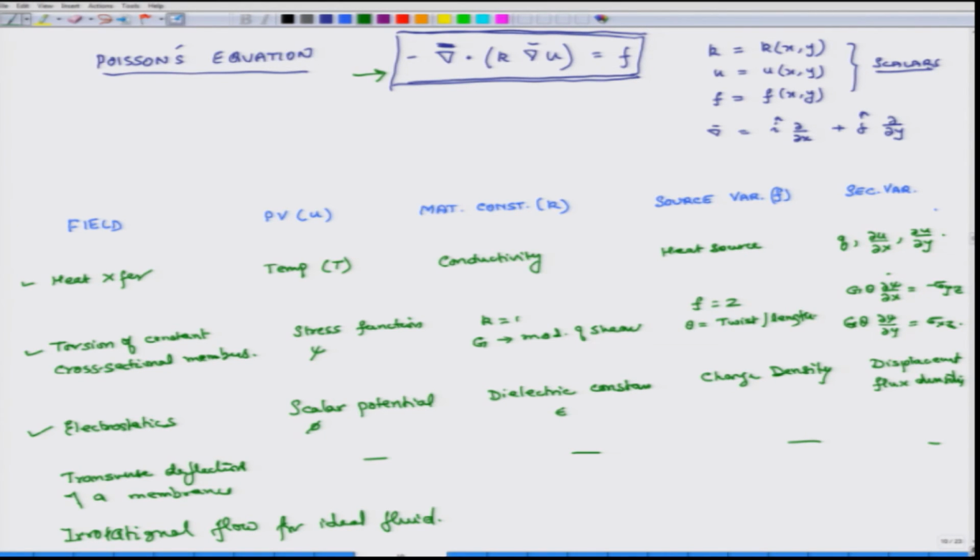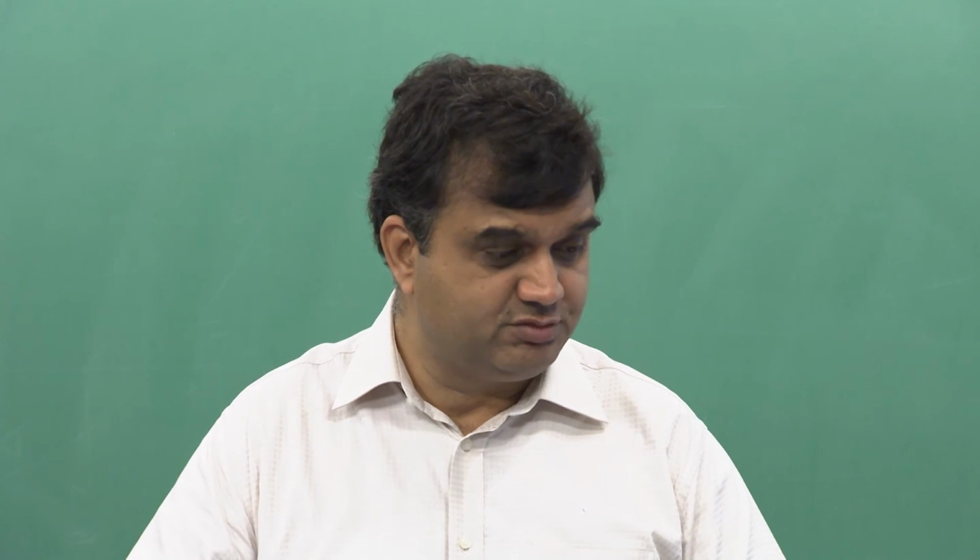So, the point I am trying to make is that one single equation, Poisson's equation, if we know how to solve, we can solve a whole lot of problems, because the same finite element code can be used to solve heat transfer problem, torsion problem, electrostatics problem, deflection problem. The only thing which changes is that in one case you call u as temperature, in another case you call it a stress function, and so on and so forth. So, this gives you the overview of what the landscape is.